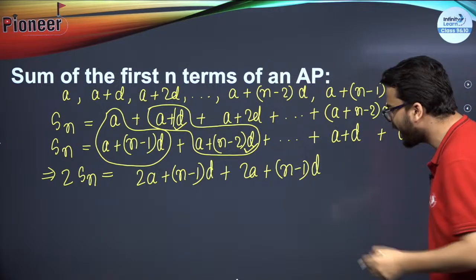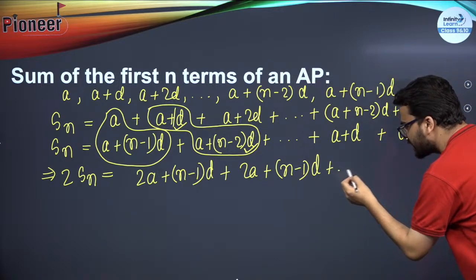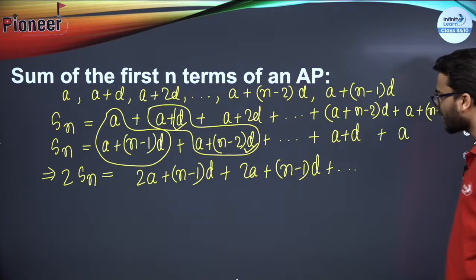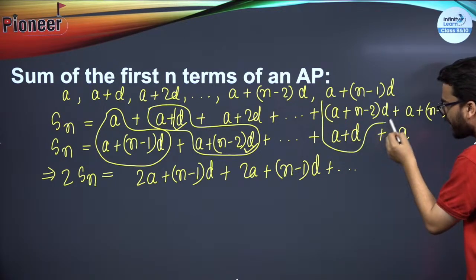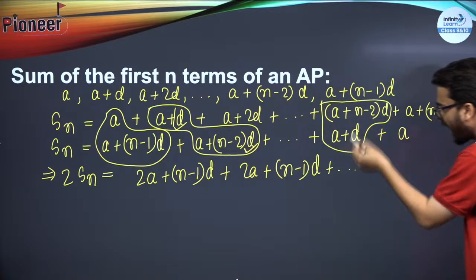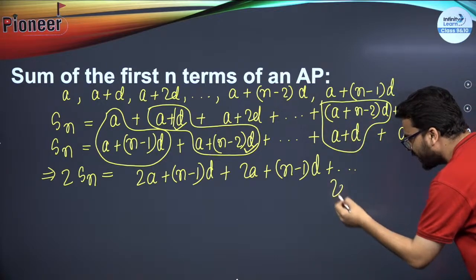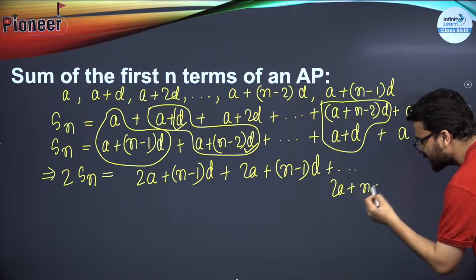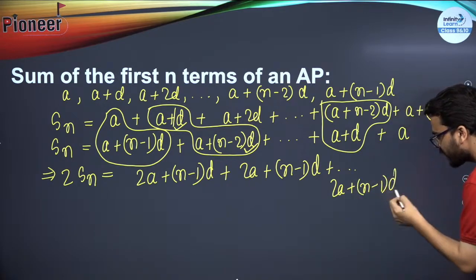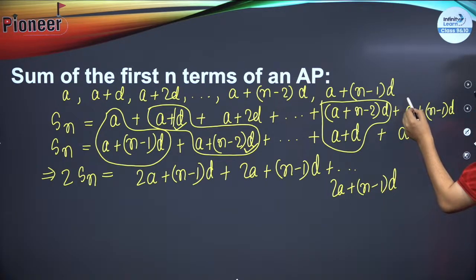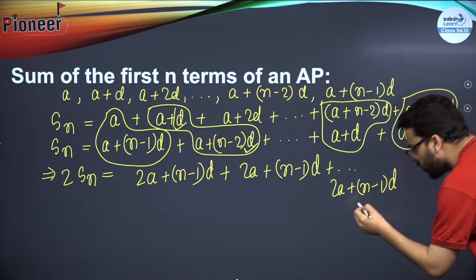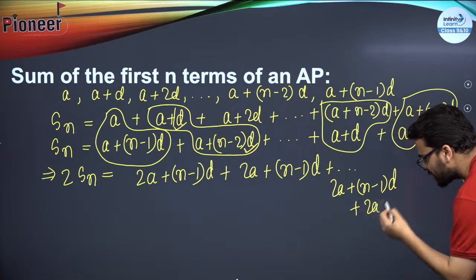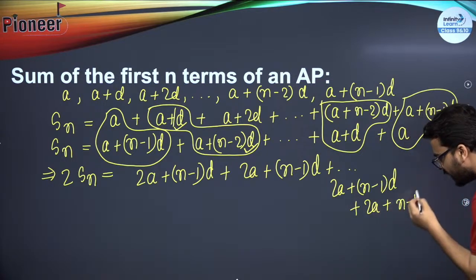So in the same manner, it will keep on going. Now you see over here, again the same thing, second last term and the second term. If you will add these two things, again you will get 2a plus n minus 1 into d only. Is it clear? Again the same thing, the last term and the first term will be added, and again you are going to get 2a plus n minus 1 into d only.